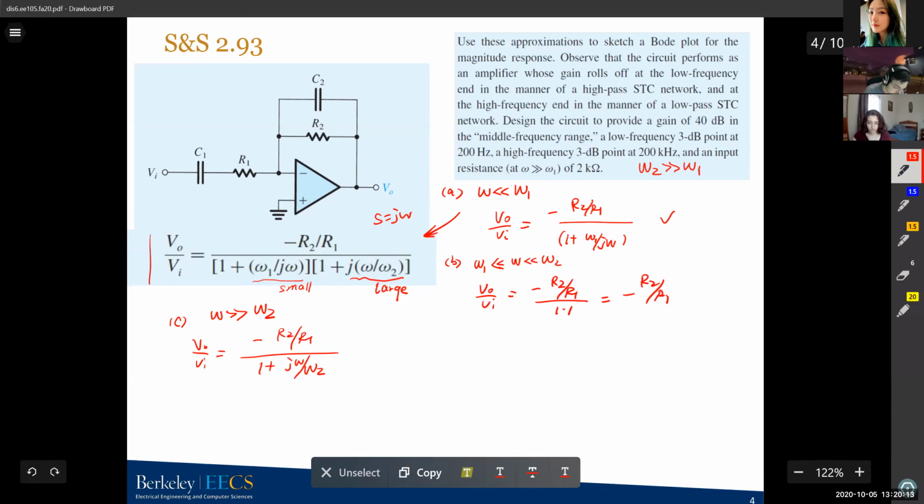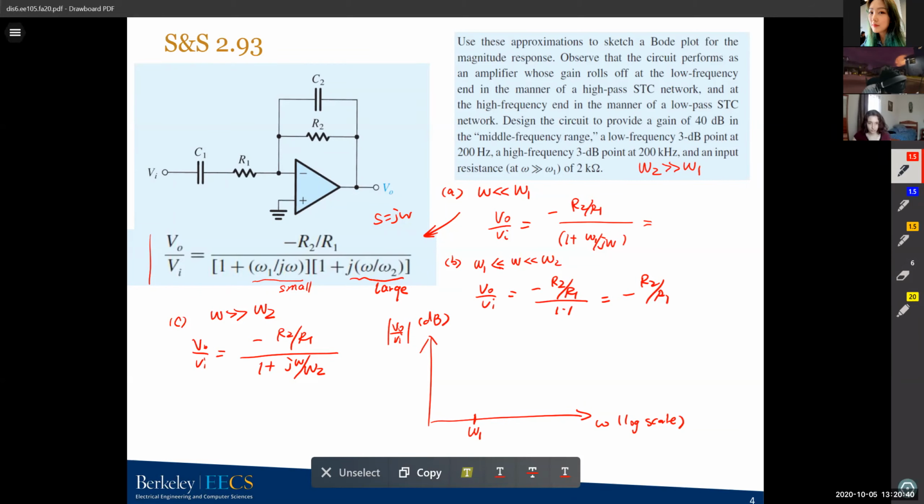And then we can just plot this, right? We can do a plot of this. So this is V out over Vi, the magnitude of which is our gain in dB. And this is our omega. I'll do it in log scale. So when omega is less than omega 1, we can simplify this equation, rewrite this one. This equals to multiplying by j omega on both sides. This will just be minus j omega times R2 over R1 over j omega plus omega 1, right?